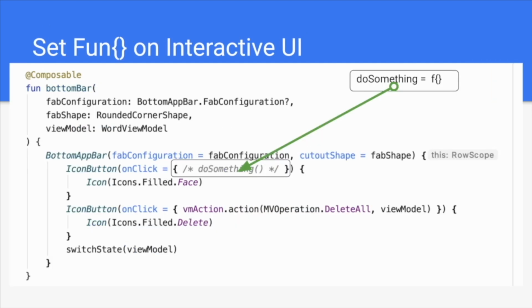One of the other very interesting points about Compose is that you lift your data to the highest common denominator composable, and then pass it down so you have a single source of truth. And you do the same thing for the functions that you're putting on your buttons. So you're passing them down through the composables the same way you do your data.